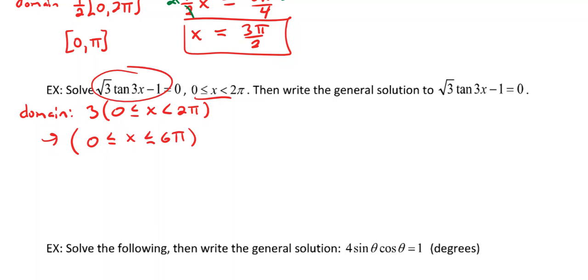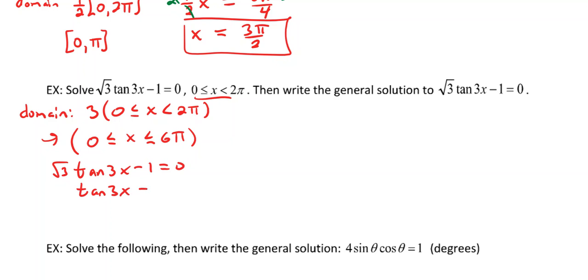All right, now I'm going to do a little bit of rearranging here. So I'm just going to write this out one more time. So we've got root 3 tan 3x minus 1 is equal to 0. Okay, so I'll add 1 to both sides and then divide by root 3. So we've got tan 3x is equal to 1 over root 3. Okay, now I'm thinking on the unit circle, where is it 1 over root 3? And it'll actually be a little bit easier, I think, if I rationalize the denominator, multiply top and bottom there, this would be tan 3x is equal to root 3 over 3.